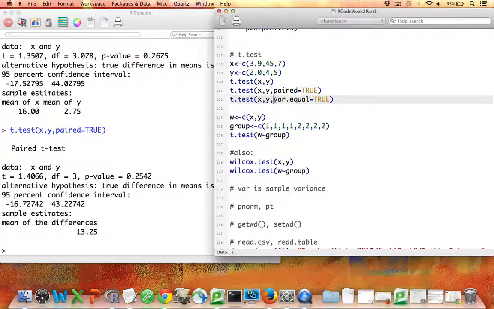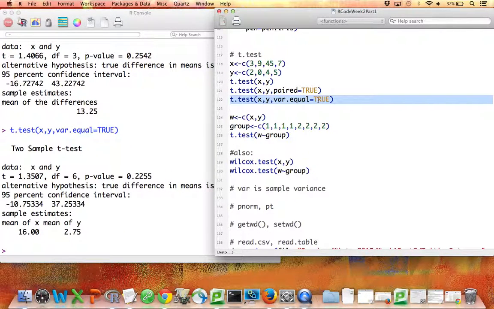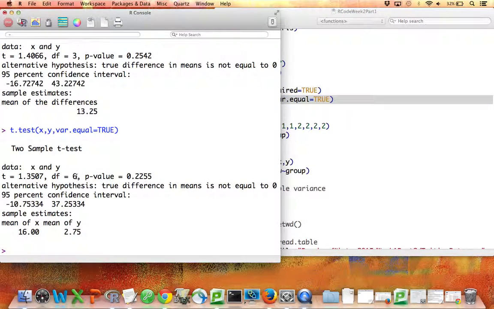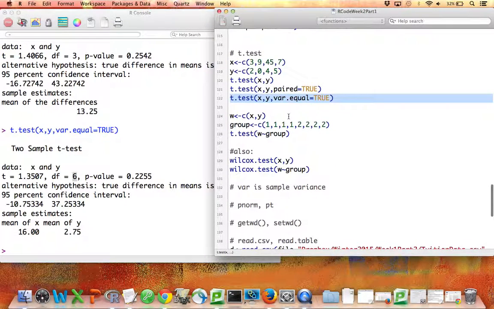Or if I have a two-sample t-test and I actually do want to assume that the variances are equal, var.equal as a default is equal to false, which is why we by default get the Welch test. But if I set it equal to true, then I get yet another p-value. This is assuming that the variances are actually equal. You can see now the degrees of freedom is equal to a round number because when I assume the variances are equal, the t-test is not approximately but perfectly appropriate.